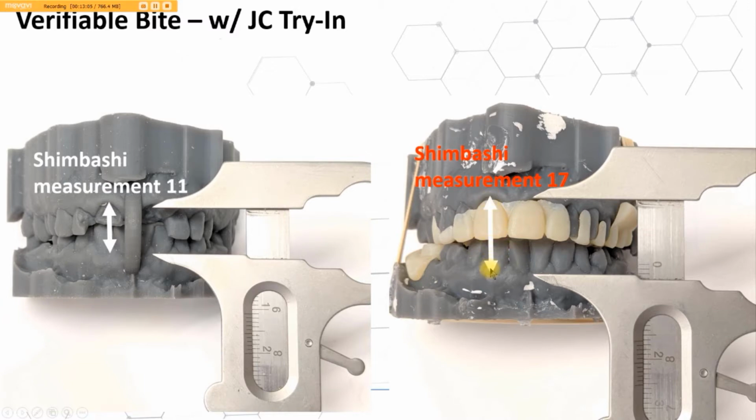In this case, it was opened on the articulator 6 millimeters. It's far more than we would ever want to do without doing some kind of try-in. So it was opened. Scan appliances were made as JC try-ins and sent to the doctor for confirmation. It's a very good way to make a stable bite registration.